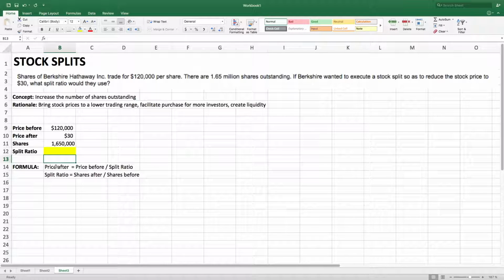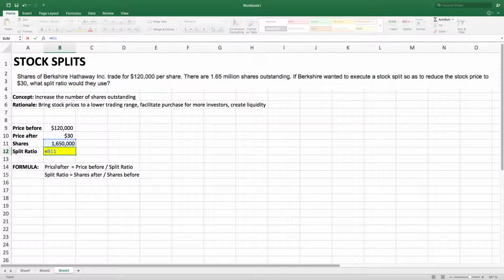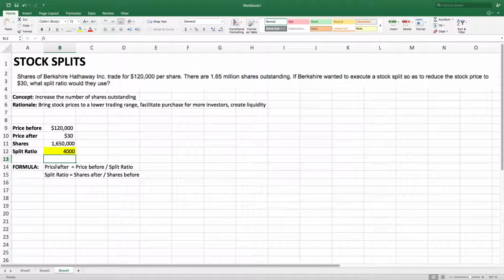If you'll notice, the ratio of the shares after and the shares before is going to be the same as the ratio of the price before and the price after. So we don't really need the shares outstanding. Even if this value was not there, that would not prevent us from answering this question. So the split ratio can also be written as the price before divided by the price after. In a regular split, the price before is always bigger because you're trying to reduce the price, so this ratio will always be greater than one. If we do that, it gives us an answer of 4,000.